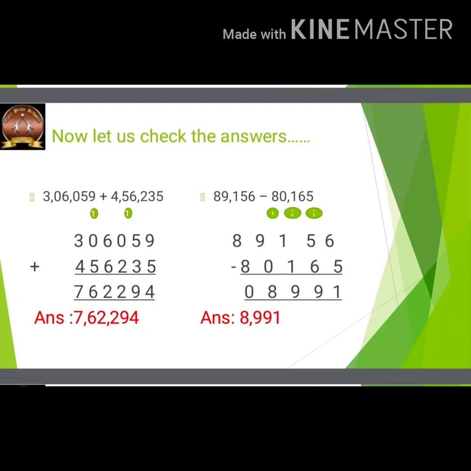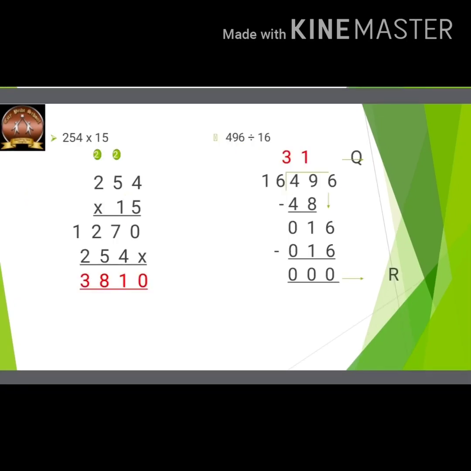7,62,294. I repeat, 7,62,294. The subtraction answer is 8,991. I repeat, 8,991. The multiplication answer is 3,810. I repeat, 3,810. And the division answer will give you the quotient as 31 and the remainder as 0.